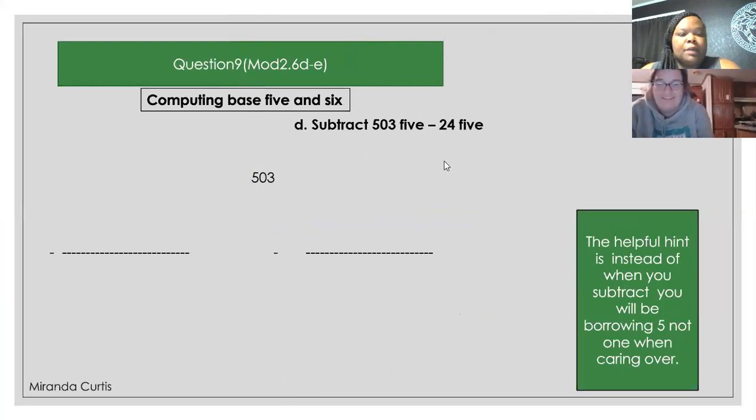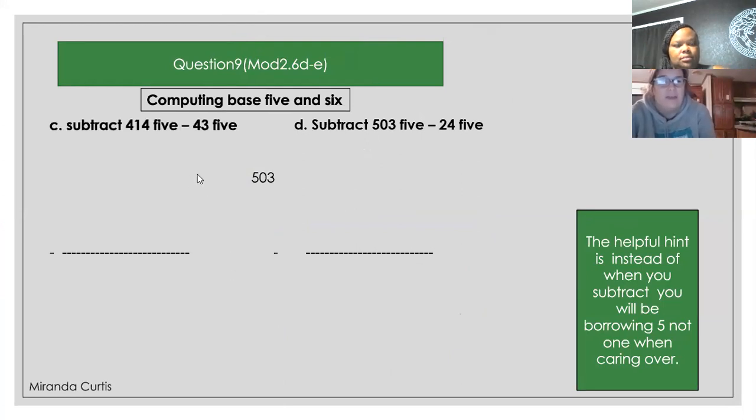Miranda, computing base 5 and 6. Question 9, mod 2.6, D through E. Okay, so this is going to be a little bit different than when we add them. We're going to subtract. Okay, so we're going to subtract 414 base 5 from 43 base 5. What that means is when we normally subtract, you take 1. You won't be taking 1, you'll be taking 5. And the 6s do the same thing.